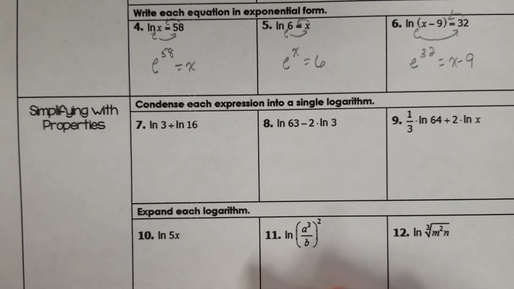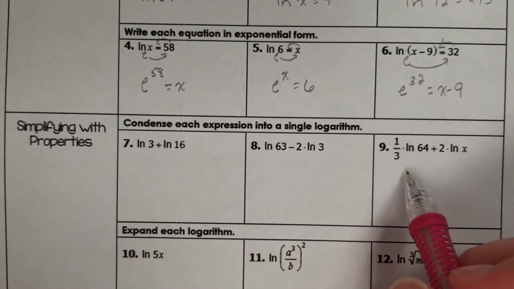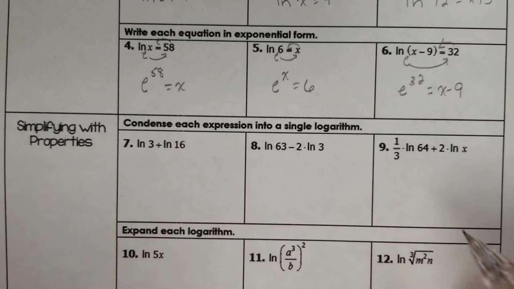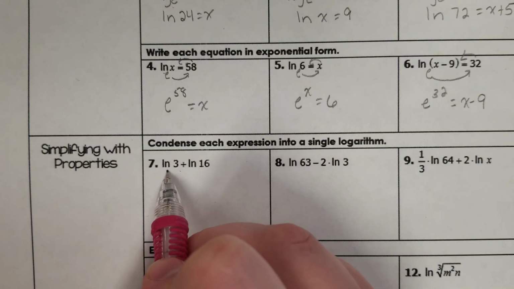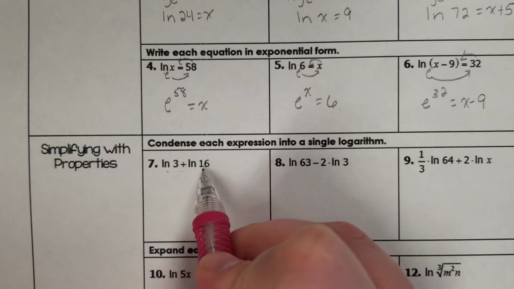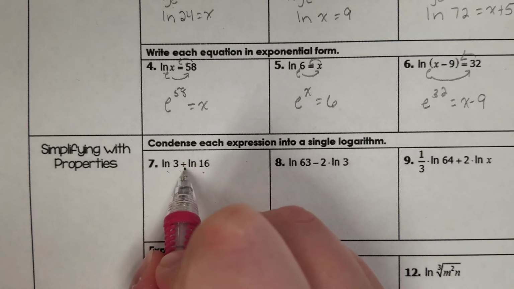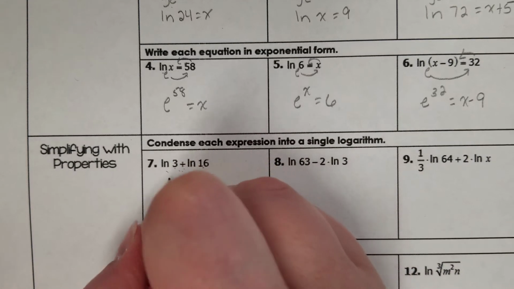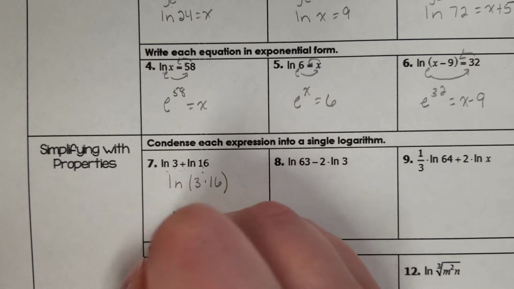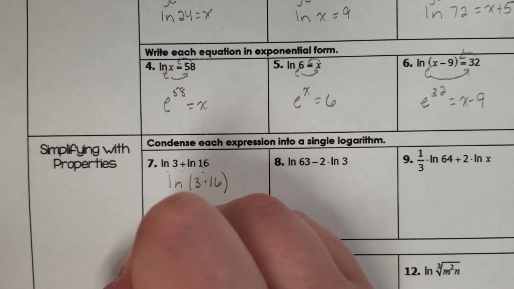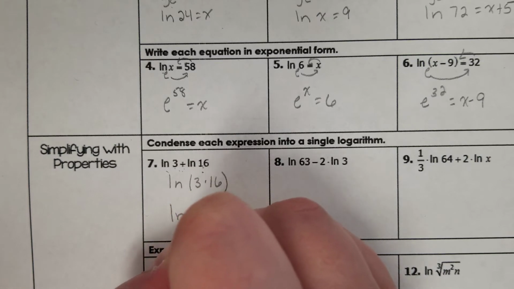Now, because natural logs are a type of logarithm, we can use the same properties to condense and expand them. So for 7 through 9, we're just going to condense each expression into a single logarithm. So because it's the natural log of 3 plus the natural log of 16, addition means we're going to multiply these two numbers. So we have the natural log of 3 times 16, and 3 times 16 is 48. So we have the natural log of 48.